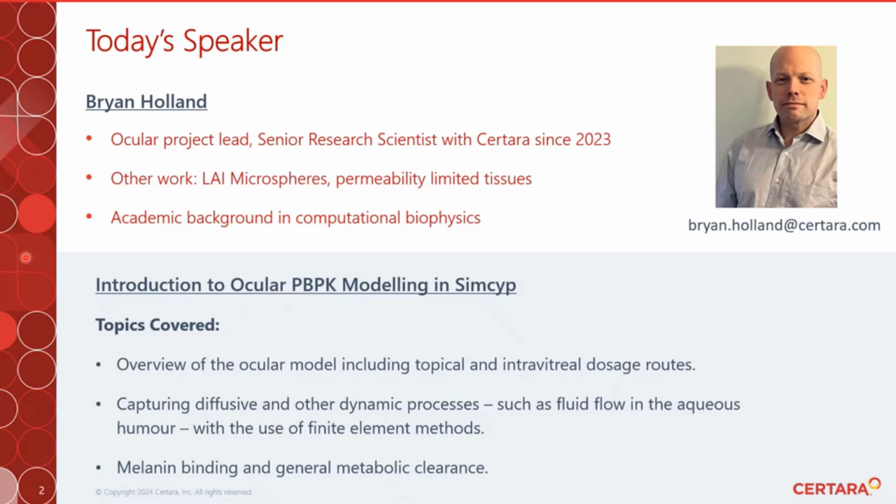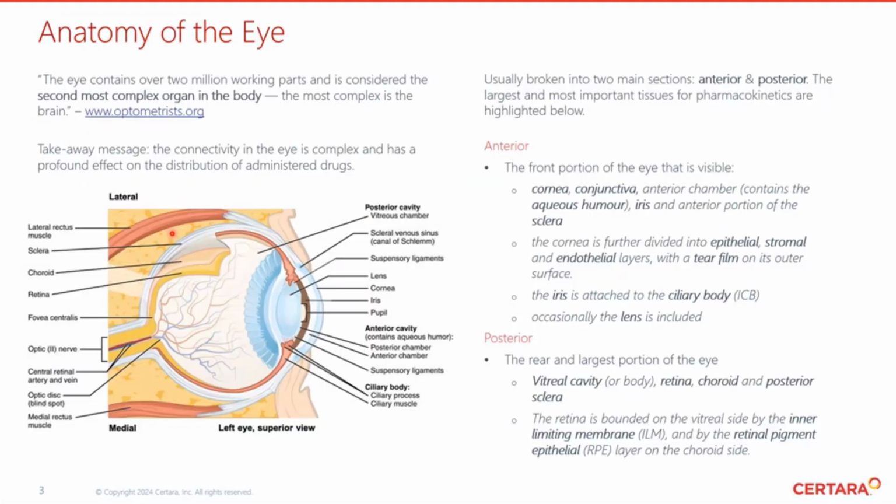So just a quick recap of the eye itself. For those of you who may not be as familiar, just a reminder just how complex the eye is, really, and that at least according to optometrists anyway, it is the second most complex organ in the entire body. So there's a massive amount of connectivity between tissues in a really complex geometric space.